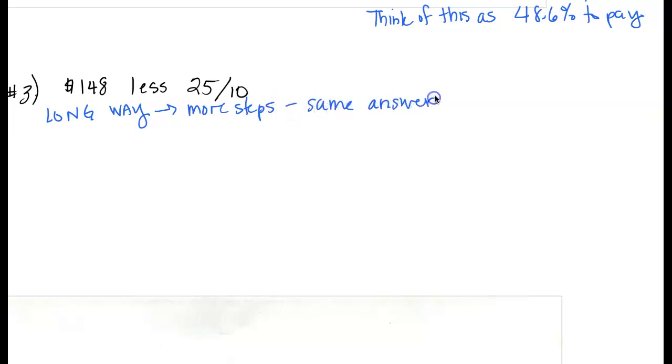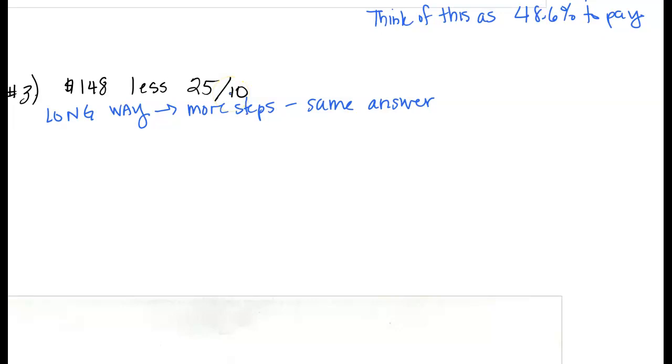But I want to show you how it works. And then it kind of makes the shortcut seem so beautiful that you can do all the work in one step. So if you went to buy an item, so let's say you're going to go out and buy the most recent pair of tennis shoes for $148, but you get 2 discounts. You get 25% off, and then after that, you get an extra 10% off.